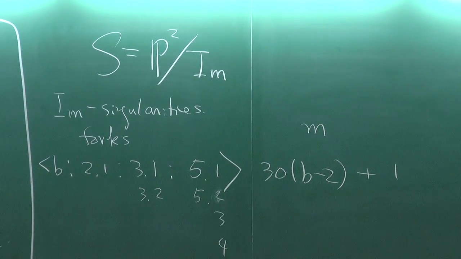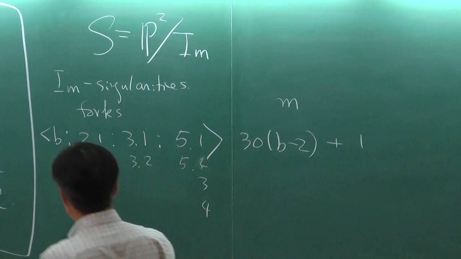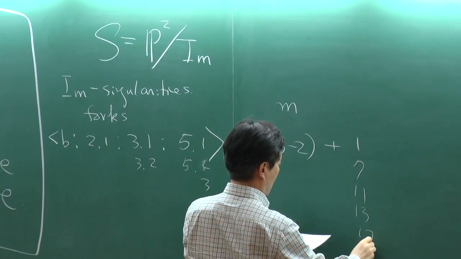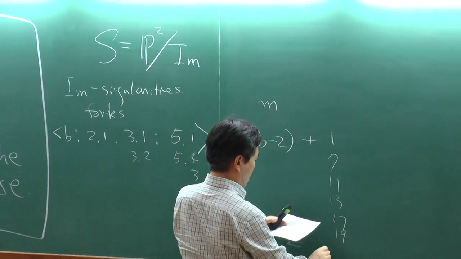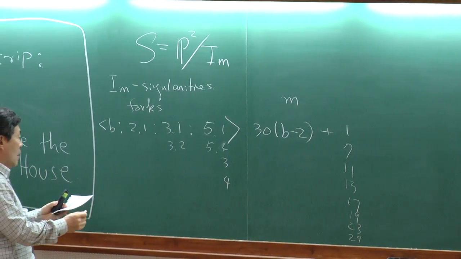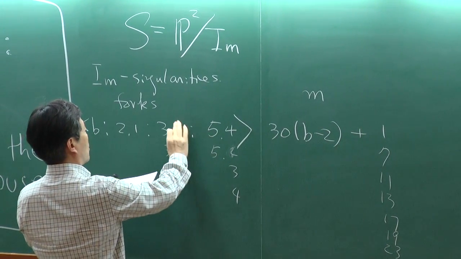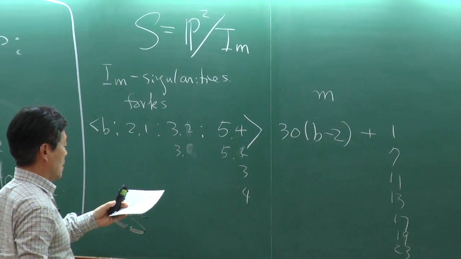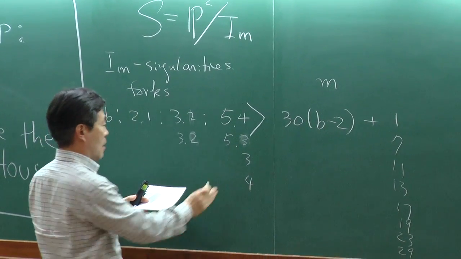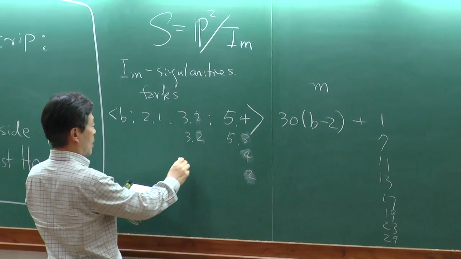There are 8 different residues: 1, 7, 11, 13, 19, 23, and 29. Actually, this 1 corresponds to something different. This is 4, and this is 2. This is 3, and so on. And somewhere you have this 3, 1.